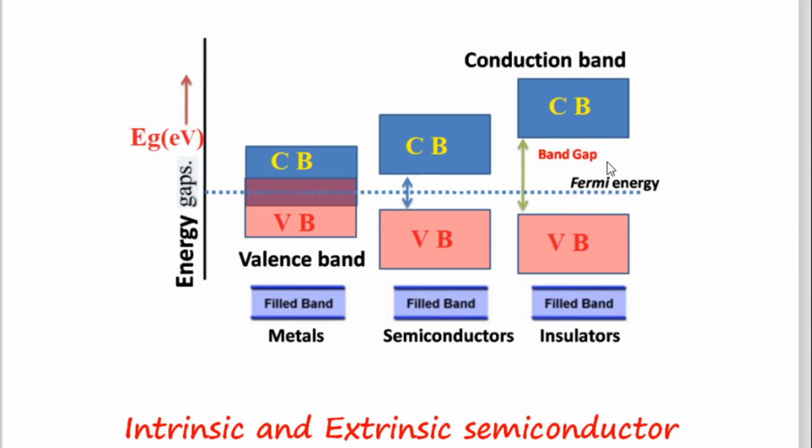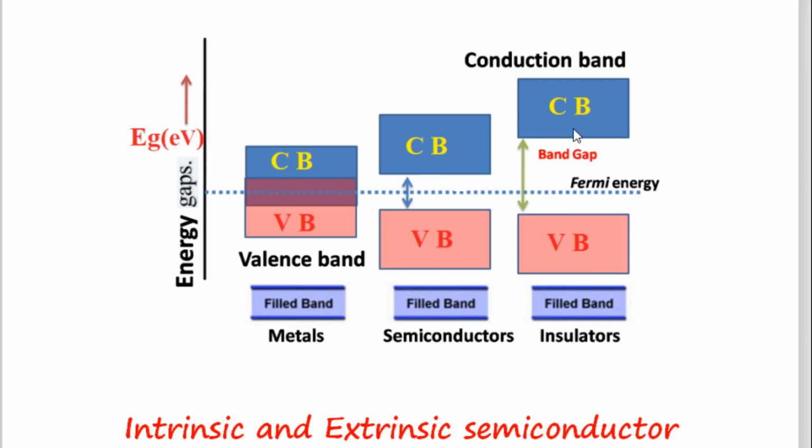In insulators, see here, the Fermi energy is very close to the valence band. Fermi energy is not close to the conduction band, it is close to the valence band, and therefore it is not possible to knock out the electron from the valence band and jump into the conduction band.